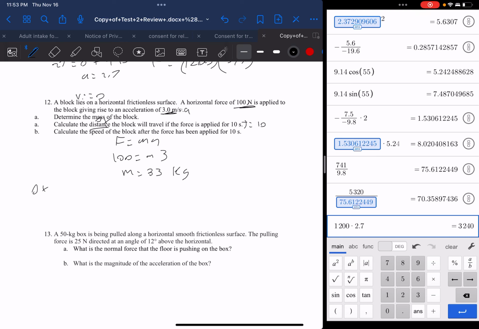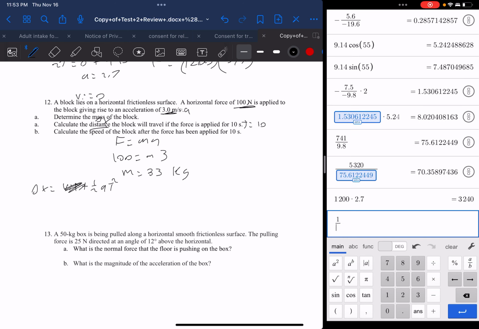So delta x equals VI t plus 1/2 a t squared. VI is 0, so this goes away, so it's just 1/2 times 3 times t squared, which is 100, and we get 150 as our answer. So delta x equals 150. That's how far it travels.